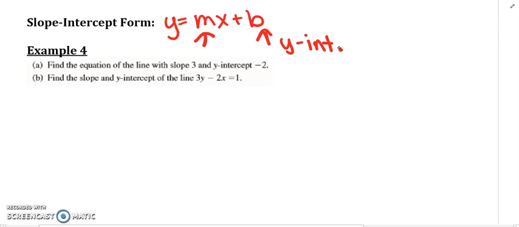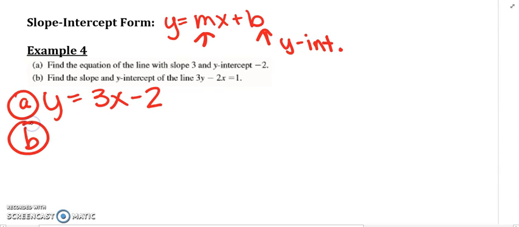Okay, find the equation of a line with slope 3 and y-intercept of -2. This I want to do in slope-intercept form. Well, if my slope's 3, that's my m, and the intercept of -2. Done.